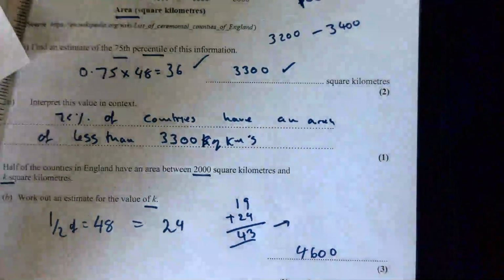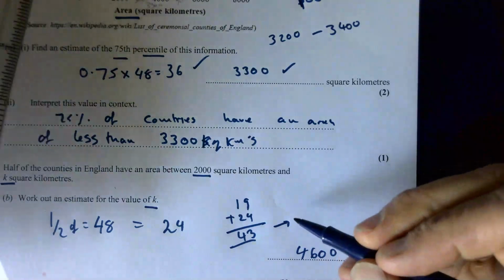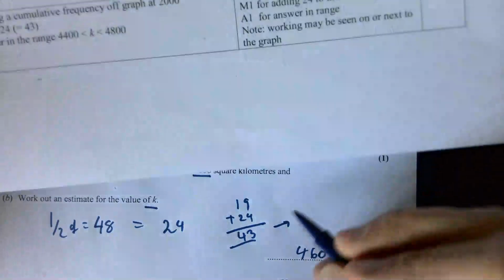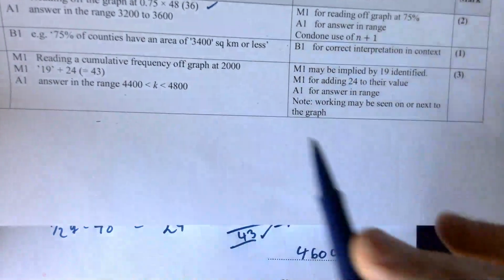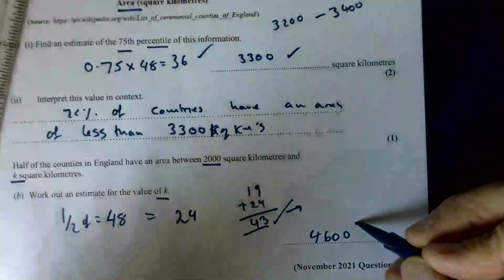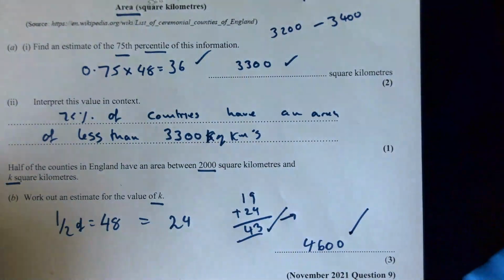One below. Reading off at 2,000. Well, we saw that I had that. 43. I've got that written down. Notice the mark is potentially for just writing the 43. Answer in the range. Spot on, dead in the middle of the range. Brilliant. Thank you. Well done.